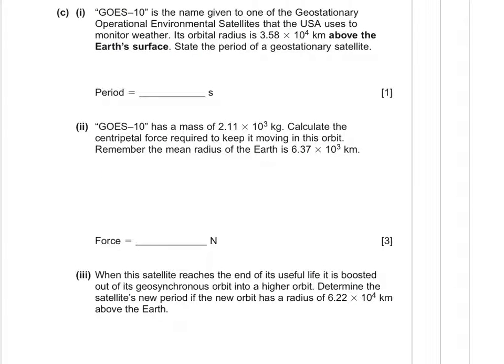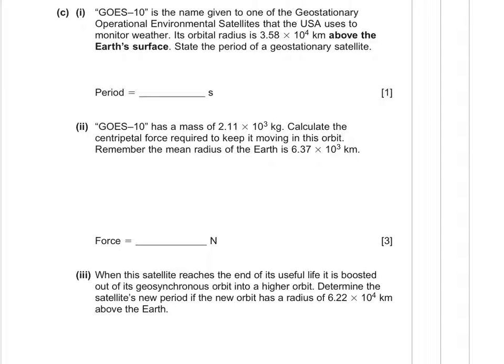Part C then. GOES-10 is the name given to one of the geostationary operational environmental satellites that the USA uses to monitor weather. Its orbital radius is 3.58 times 10 to the 4 kilometers above the Earth's surface. Always watch when they say stuff like this, because that means that that's a height rather than a radius out from the center of gravity, so you need to watch that one.